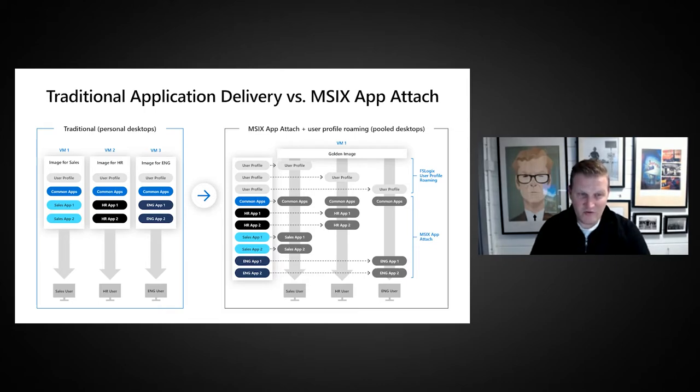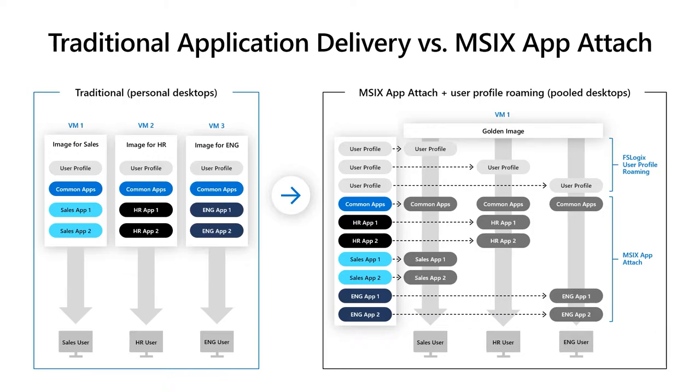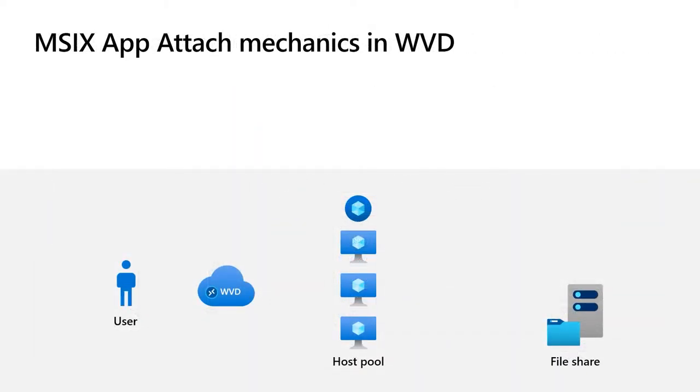So we start off with one single golden image. We manage the user profile using FSLogix, and then all applications, be it the common apps, be it the departmental apps, are dynamically delivered or presented to the virtual machines that the user has access to and then can consume any of those apps on any of those virtual machines. So how does all of this work?